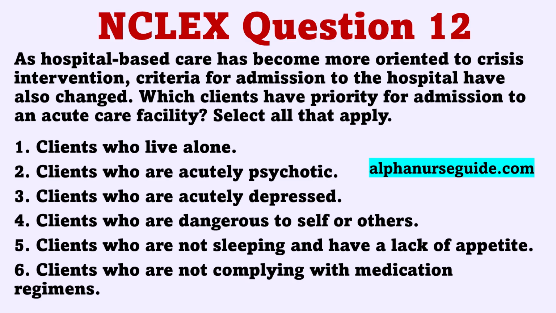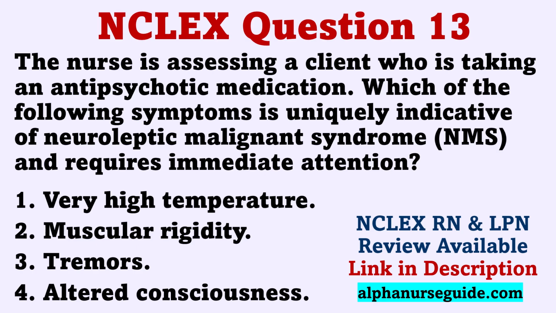The correct answers are 2 and 4. Safety issues, including protection of the client and others, are the priorities for admission. Acute psychosis commonly involves issues of safety. Living alone is not a sufficient reason to be admitted to a healthcare facility. Depression, insomnia, lack of appetite, and noncompliance are important issues, but not sufficient for admission unless combined with one of the other criteria.